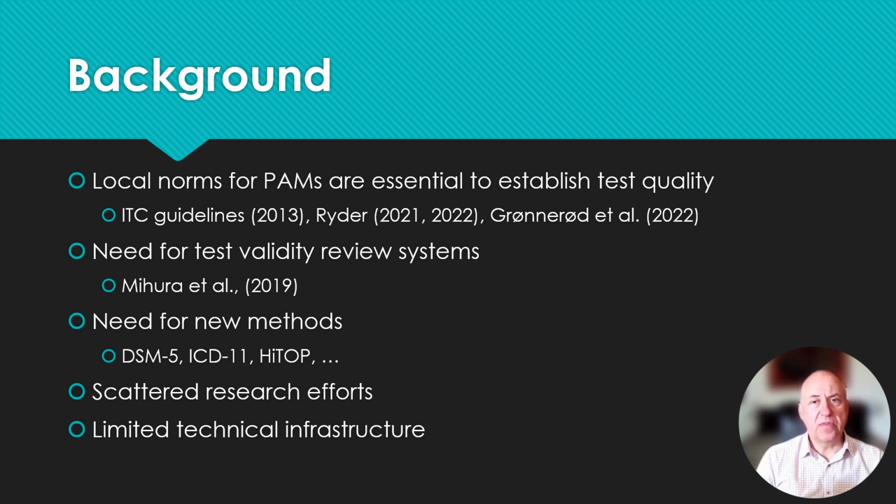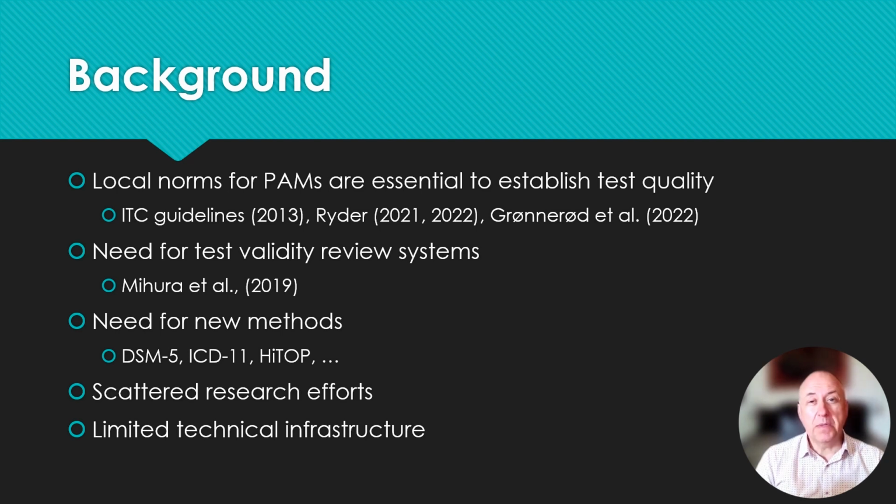Then there's also a need for new methods. Diagnostic systems are moving towards dimensional assessment of mental disorders, as we can see in the DSM-5, the AMPD, in the upcoming ICD-11, and empirical models like the HiTOP. Furthermore, research efforts often seem to be scattered. This is at least my experience from Norway, and there is a need for more coordination on the national level so that we as researchers are able to coordinate and cooperate to utilize limited resources. And then finally, we are struggling with limited technical infrastructure.